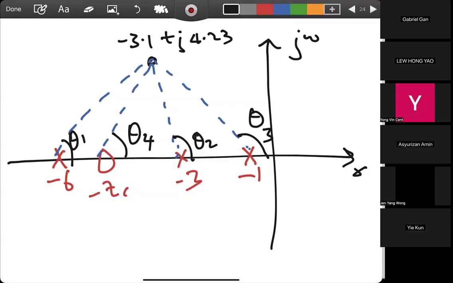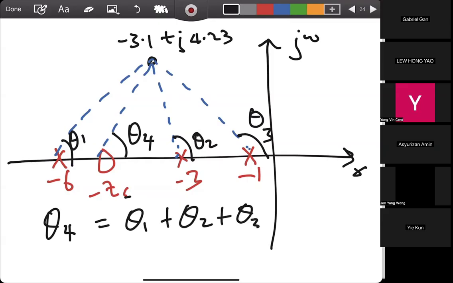So you calculate theta 1 first. So theta 4 is somewhere... theta 4. Theta 4 is the theta of the compensator, okay? So you have to calculate theta 4. Okay? Can you calculate?